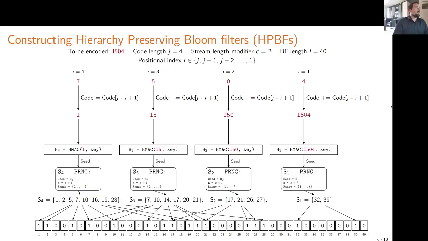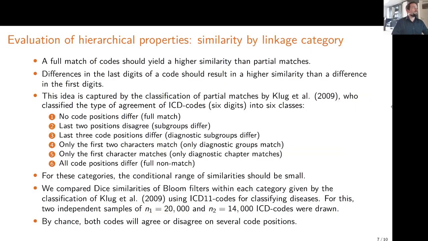This is possible by not just hashing the code positions themselves, but by using a modifier that multiplies the code position with a static number, called C here. You can see it's a stream length modifier of 2, meaning each of the bit positions gets twice as many bit positions set to 1 as the one before, so you get 8 times as many bit positions in the first code position as in the last one, and this should give more relative importance to the first code positions.